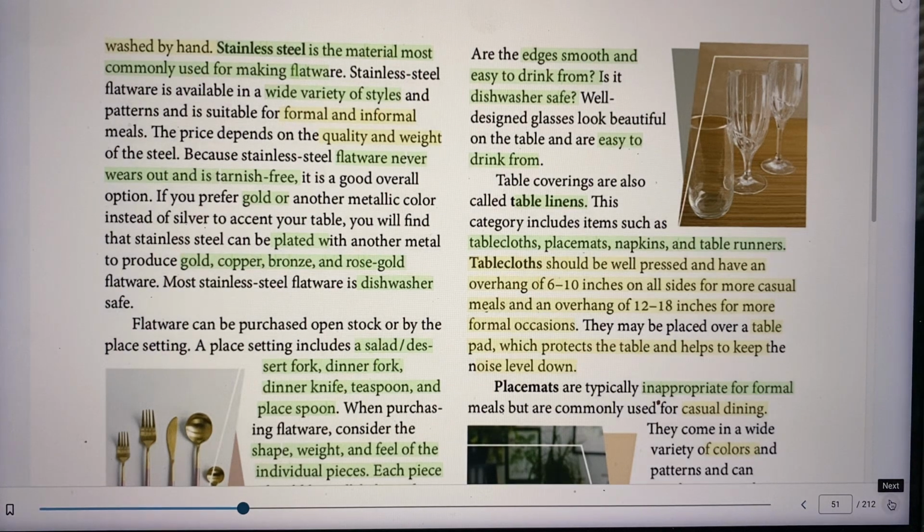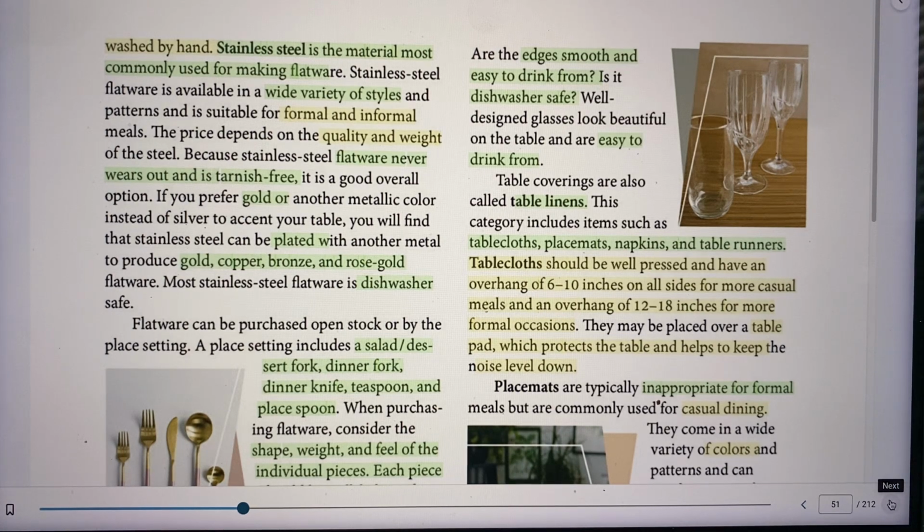So, if you like gold, or maybe you want a different color, you'll find that stainless steel can be plated with another metal or another color. Actually, gold, copper, bronze, and rose gold are the types of flatware. When I say blue, it's usually not blue, more bronze looking. So anyway, most stainless steel flatware is dishwasher safe, as we said.